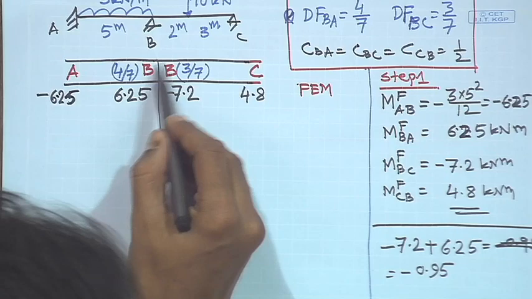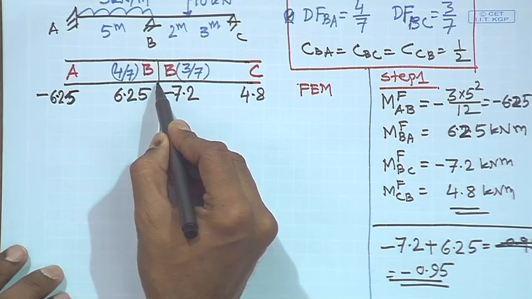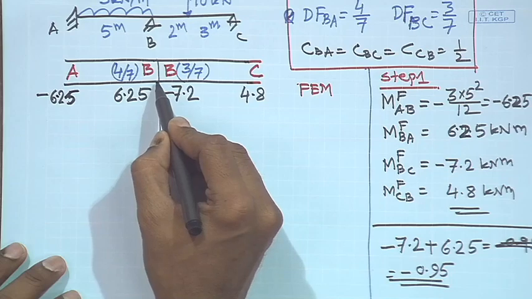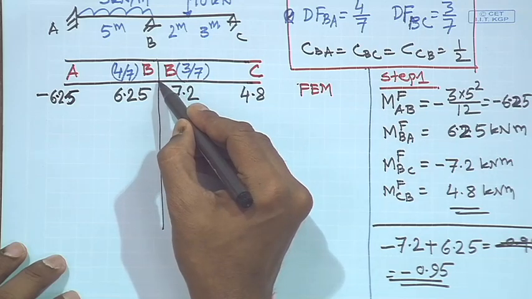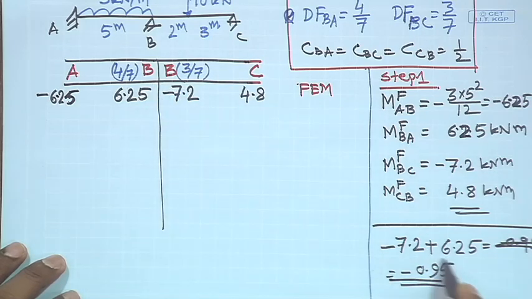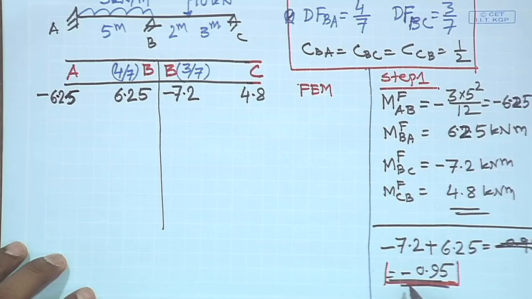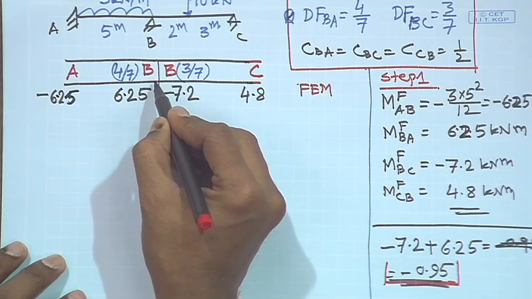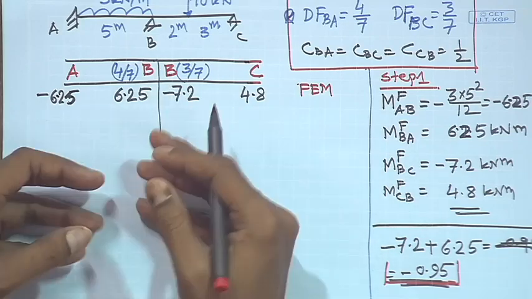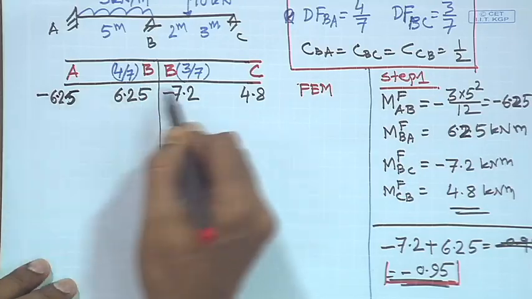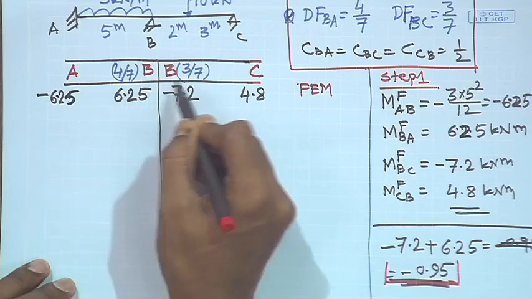Now, we have an unbalanced moment of 0.95 at joint B. In order to get an equilibrium state at joint B, we need to apply a 0.95 moment. This is a negative unbalanced moment, so we apply a positive 0.95. This balancing moment will get distributed to BA and BC based on their distribution factors.